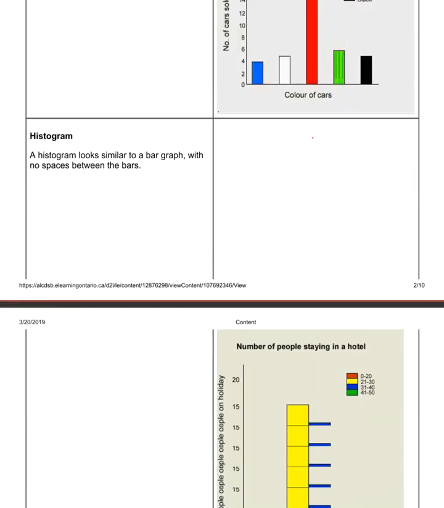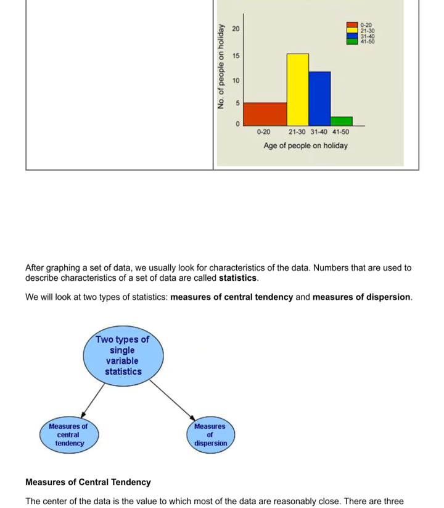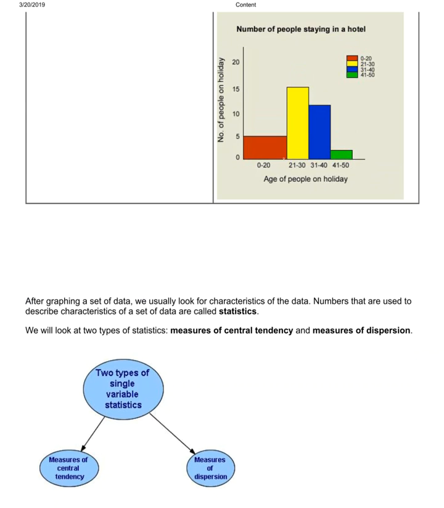A histogram is very much like a bar graph, but there's no space, as we can see right here. So it goes 0 to 20, 21 to 30, and they're pushed right beside each other, but you can still see the data.